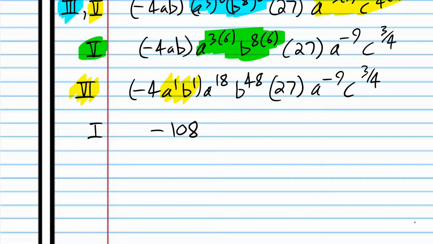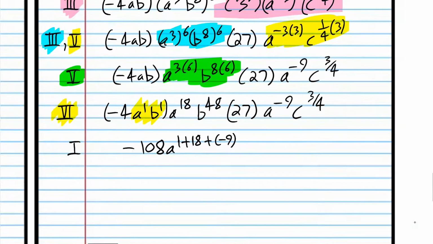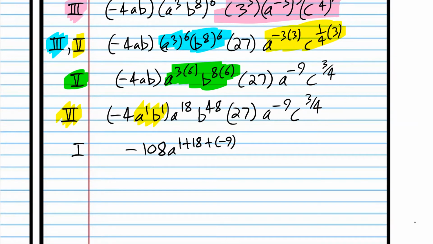And again, we got negative 108. And we have a to the 1 plus 18 plus negative 9. Now, I don't know if we've done that where we've multiplied 3 powers together all at once, but you know, it's the same. It's just rule number 1. You're just multiplying 3 powers together.